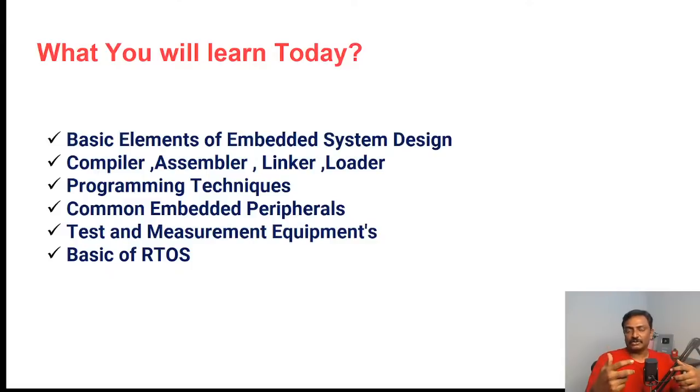What is JTAG? And common embedded peripherals, like what are the common peripherals in embedded system design, starting from GPIO, what is UART, what is SPI, I2C, and what are all the controllers, like what are DMA controllers, interrupt controllers, and the test and measurement equipment which we generally use for embedded system design, and the basics of RTOS, real-time operating systems. So these are the things which we are going to learn.